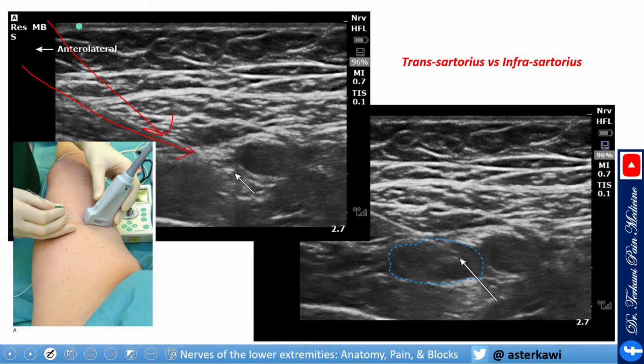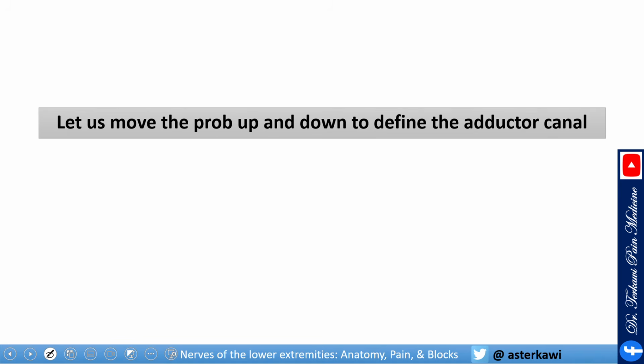I'm not aware of research, but that's personal experience. So I would go more lateral, not through the sartorius, and go from this angle. Then you see the saphenous nerve here, and you inject. The local anesthetic volume of anywhere from 15 to 20 ml should be fine.